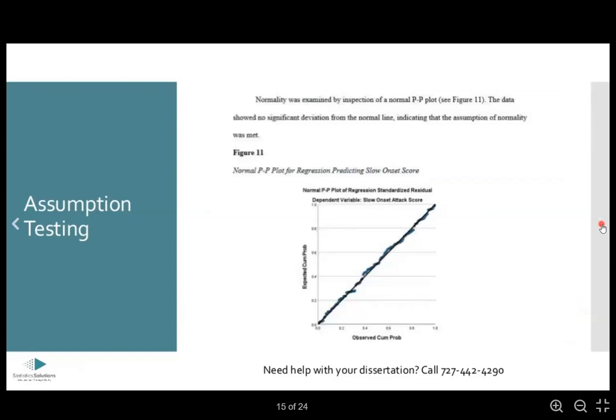So here we have an example of someone who's doing a test of normality. Earlier I said QQ plot, but I meant PP plot, my apologies. So in this case, they are looking at a PP plot to determine whether or not the data is normal. And they are concluding that because the data pretty well follows the normal curve, there's no significant deviations, that the assumption of normality is met. So this is one way that you might present this information in your paper.